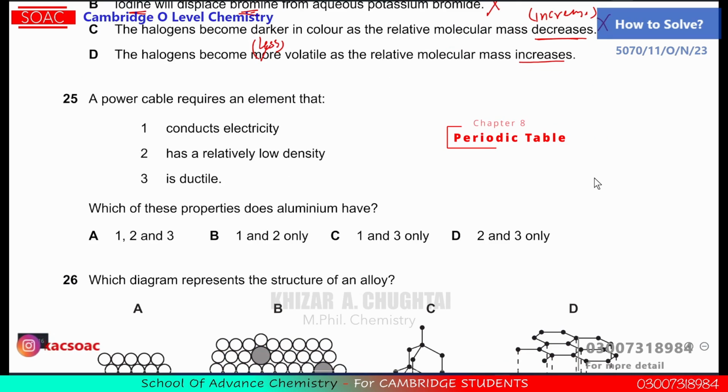Question number 25, a power cable requires an element that conducts electricity. Yes. It has relatively low density. Yes, to use as power overhead cables, especially when we are going to connect from one city to another city. Is ductile. Yes, it can be changed into wire. All three properties must be there if you want to change an element into a power cable. So 1, 2 and 3, A is the correct option.